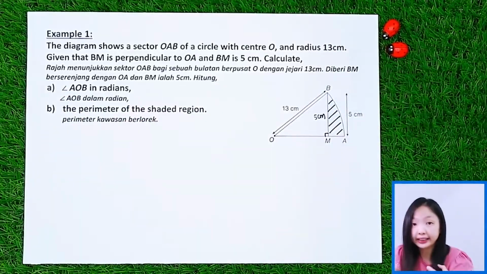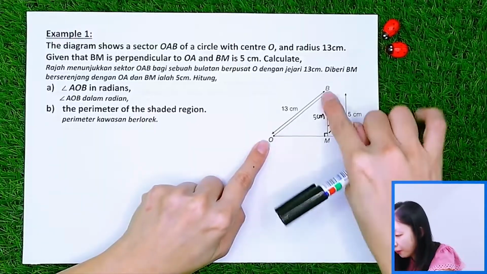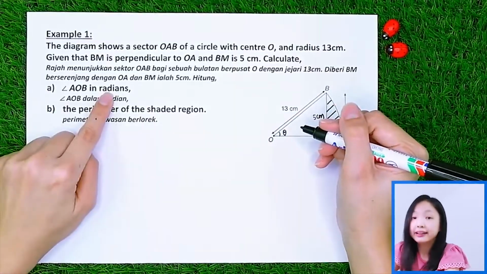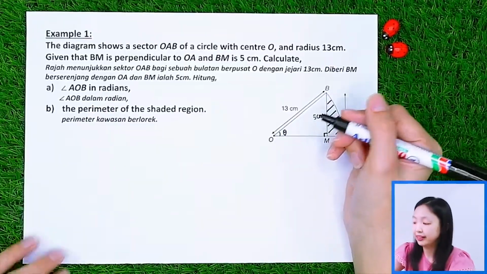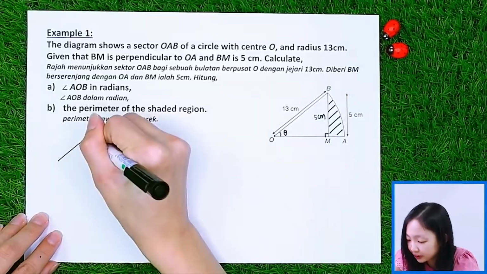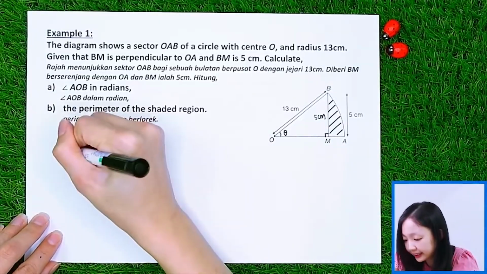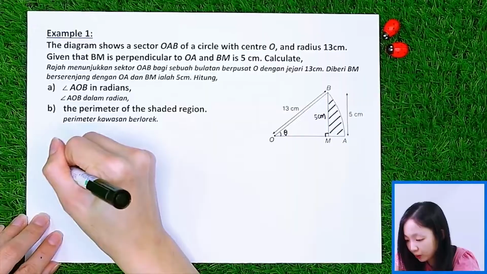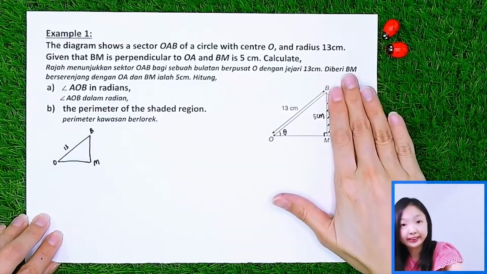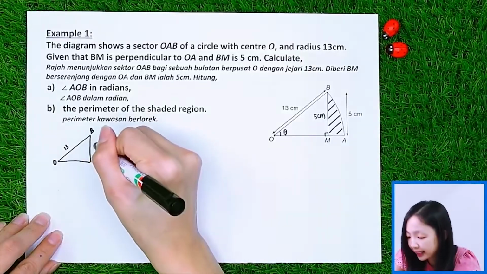So where is the angle AOB? Here is the angle, but the question wants us to answer in radian. So how can we find it? We'll use the trigonometric ratio. Let me draw out this triangle. Here is the 13 cm, here is O, here is B, here is M. This triangle, and here is 5 cm.